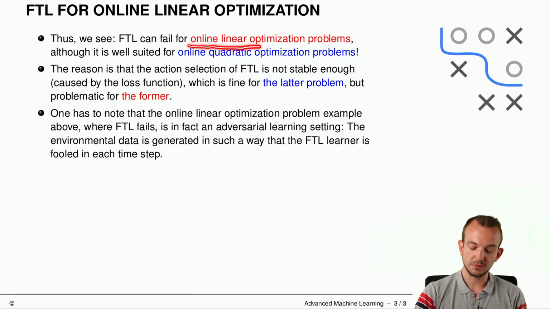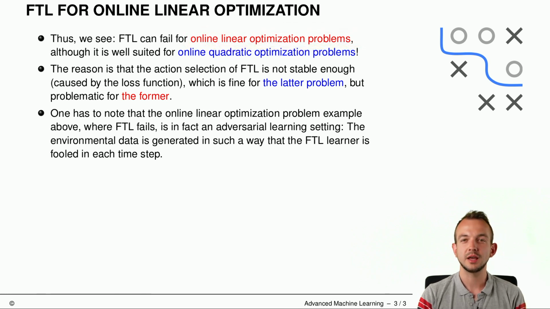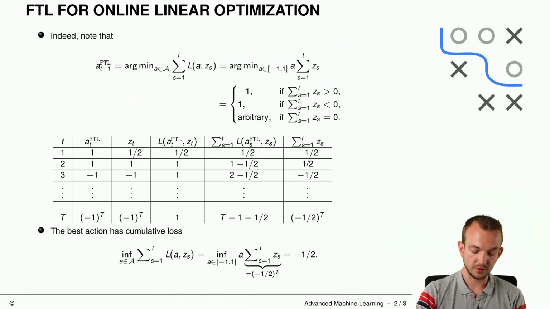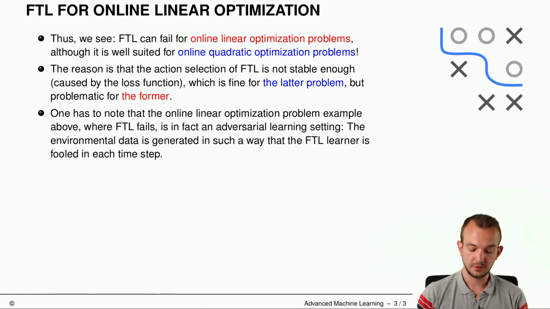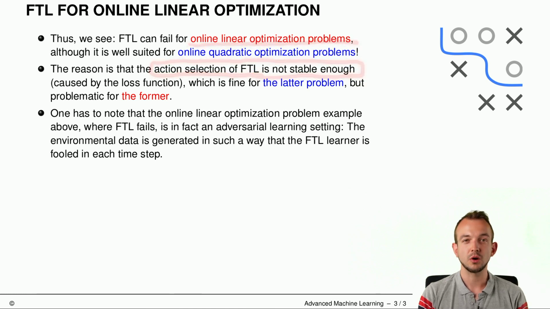In the online linear optimization problem, where we have this linear loss function, there you can have this behavior, as we just saw in the example. We were jumping from one extreme, from a +1 to a -1. So we went from one end of the action space to the other. So in other words, it's not stable, the action selection in the online linear optimization problem scenario.